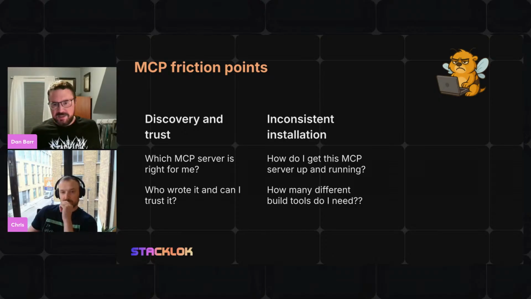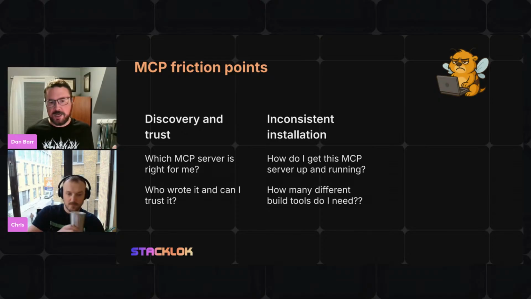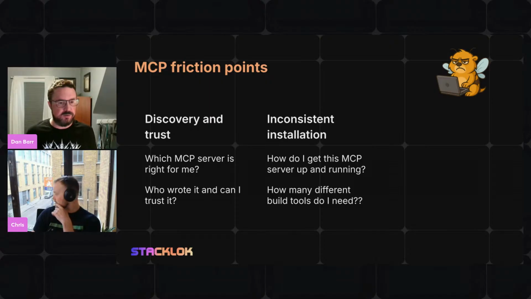Another one is inconsistent installation. So along with the spec, Anthropic also released SDKs for all the major languages, Python, JavaScript, Node.js, Go. I think there's a Rust SDK too. And so what ended up happening is as people started building MCPs, they got built in all these different languages. So getting MCP servers up and running might mean that you have to install Python and UV and Node.js and NPM and Go and Rust just to get these things up and running. So that can be really frustrating, especially if you don't normally use those tools.